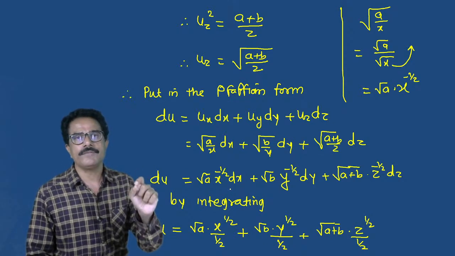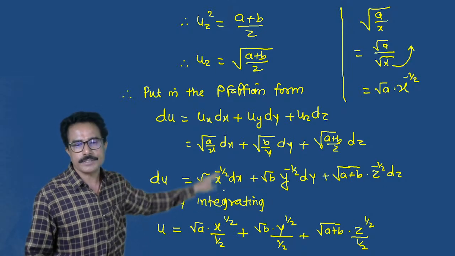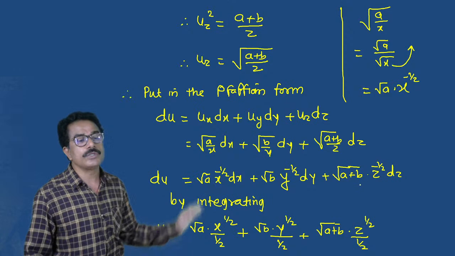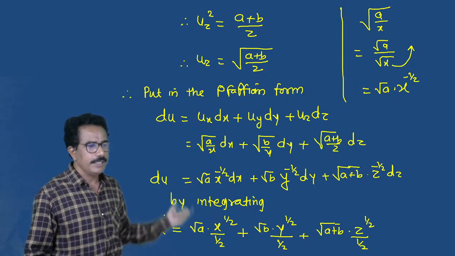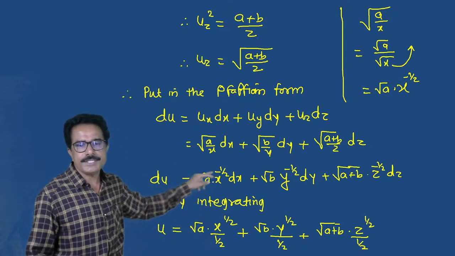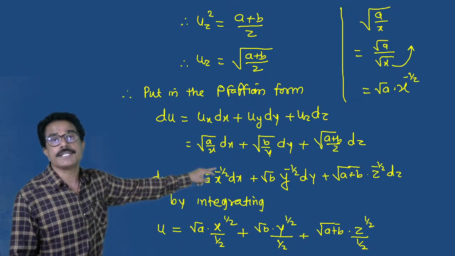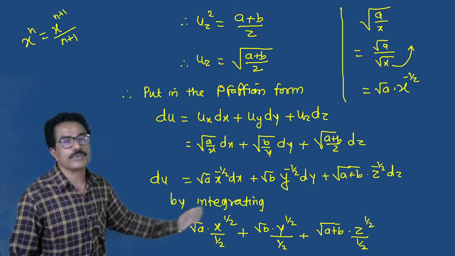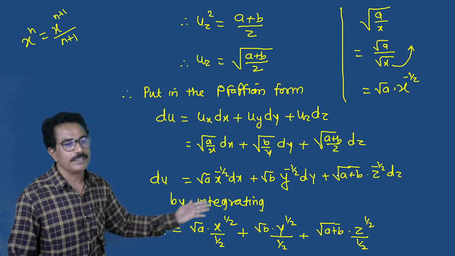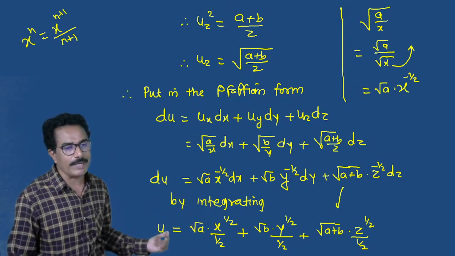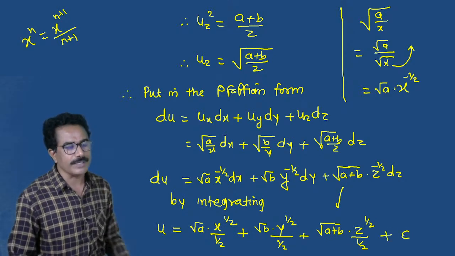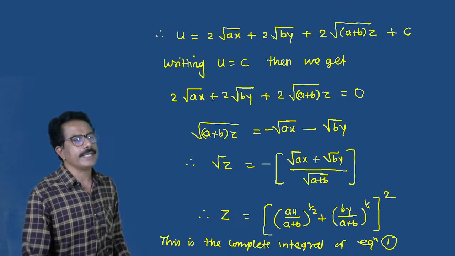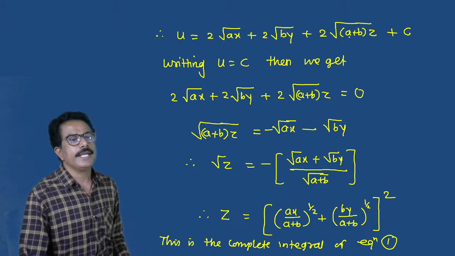For the calculation of integration, we have to convert this into the numerator form. Root a into x raised to minus 1 by 2, root b into y raised to minus 1 by 2, and similarly root of a plus b into z raised to minus 1 by 2 dz. Now integrating this, du integrates to u. Root a as it is a constant, and the integration of x raised to n is x raised to n plus 1 divided by n plus 1. So x raised to 1 by 2 upon 1 by 2, root b as it is, y raised to 1 by 2 upon 1 by 2, root of a plus b, z raised to 1 by 2 upon 1 by 2, plus we have to take the constant of integration as c. So simplify this: u is equal to 2 root ax plus root by plus root of a plus b into z, plus c.